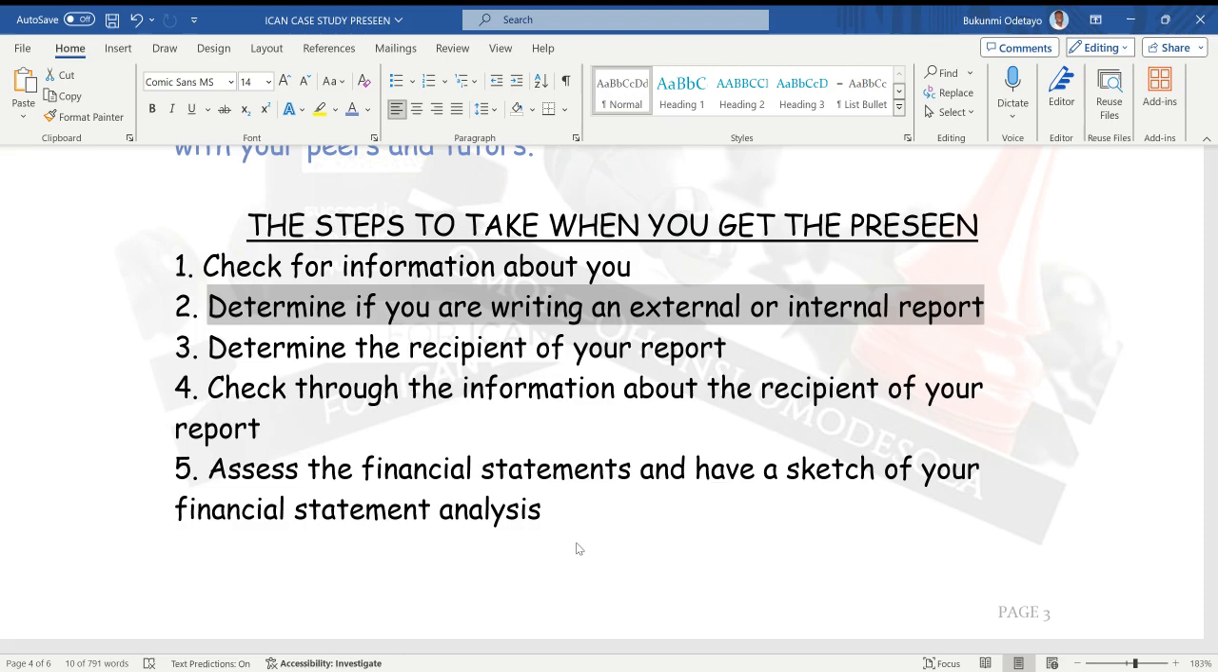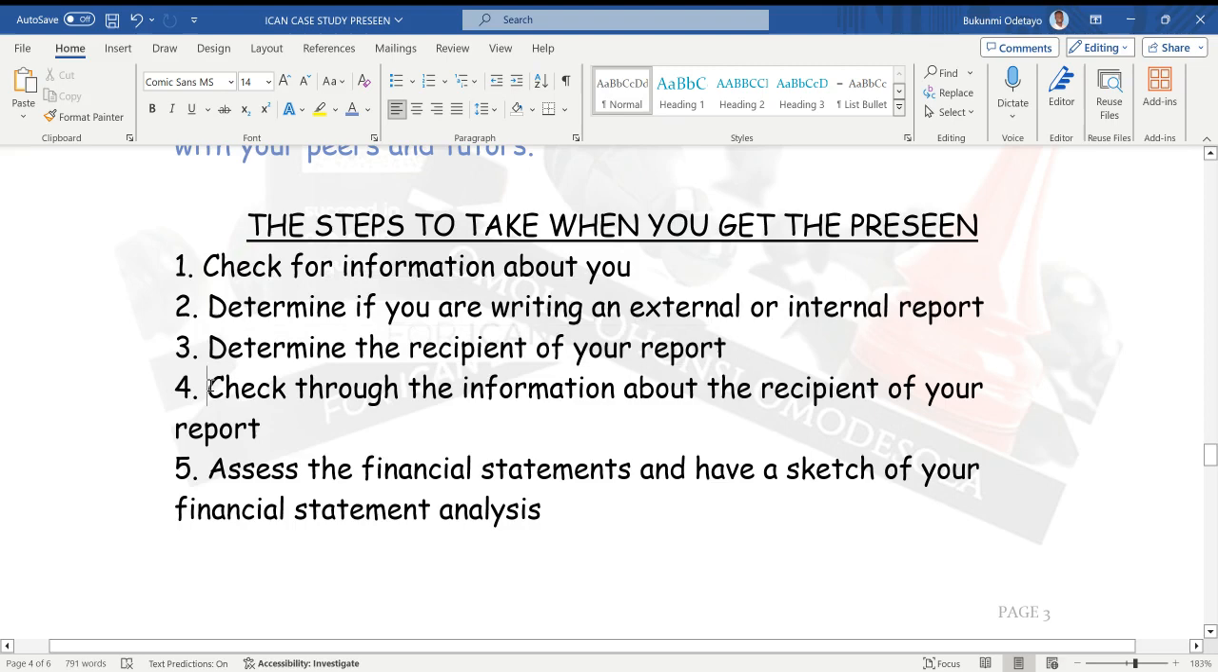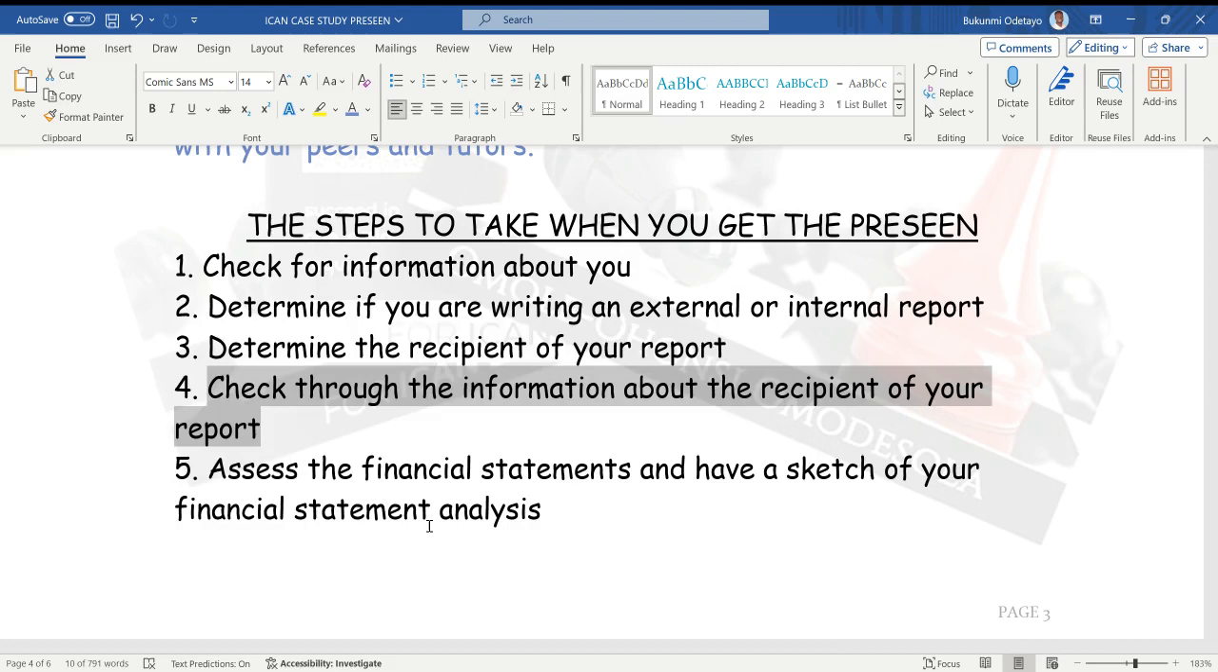So check the recipient of your report. Who are you preparing the report for? Then check through the information about the recipient of your report. Okay, what is the information? What did they tell you? Did they give you the history? Or did they give you the business operations? It's going to help you a lot, because this is where you discover the industry. This is where you discover the challenges of the company. This is where you discover the strengths of the company. And you can use it when you're preparing your reports.